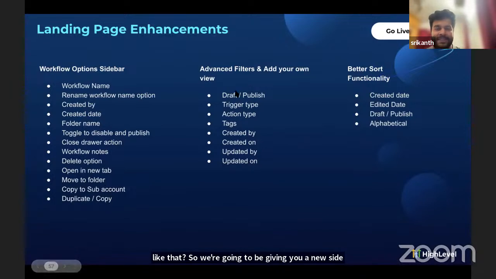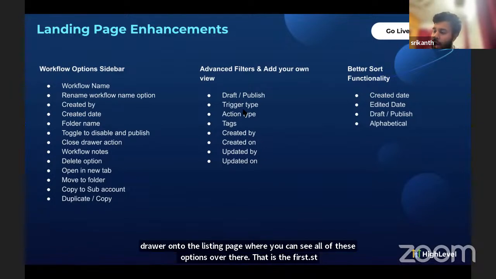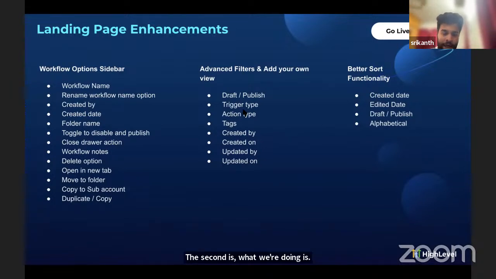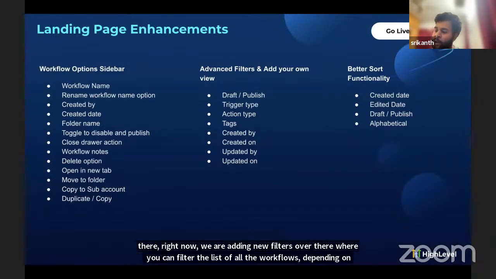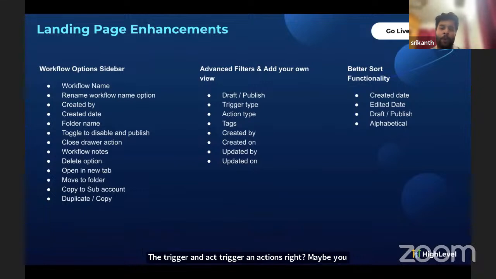The second is whatever filters are currently there right now, we are adding new filters where you can filter the list of all the workflows depending on whether it is in draft mode or published, or even the trigger and actions. Maybe you only want to find what all workflows have a wait step in it, or what all workflows have a customer reply trigger in it. You want to find out only those, or maybe even just the tags. So you can filter with these sorts of inputs, and then accordingly all your workflows will be shown over there.